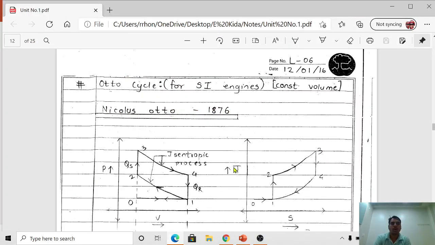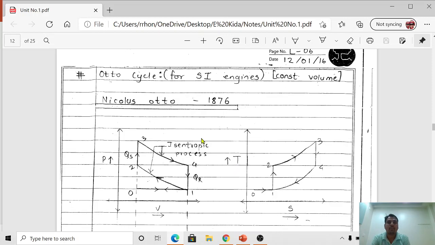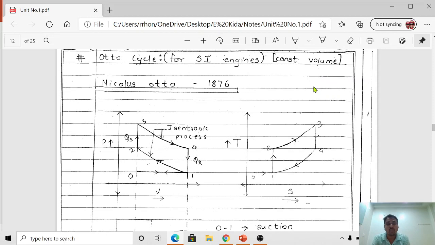Here is the note, Otto cycle, and this is basically for SI engines. This cycle is also called a constant volume cycle. Why is it called a constant volume cycle? Later on we will discuss this also. This cycle was invented by Mr. Nicholas Otto in the year 1876. That's why it is called the Otto cycle, and this is the basis of today's petrol or SI engines.